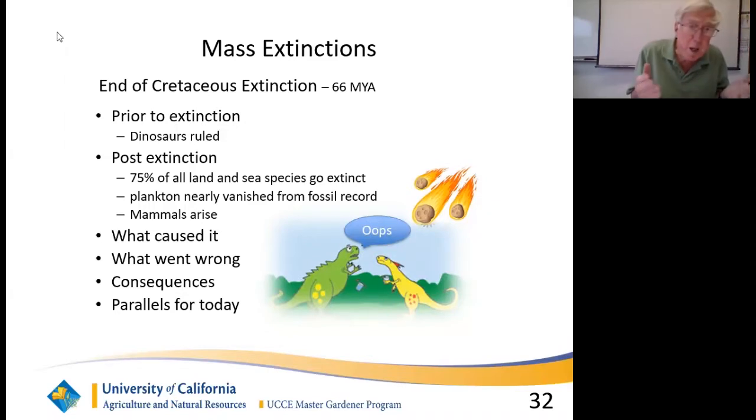And this is the extinction that everyone knows about, the asteroid colliding with the Earth and destroying the dinosaurs. And prior to the extinction, dinosaurs did rule the Earth. After the extinction, though, mammals began their rise and eventually leading to us. But it wasn't just dinosaurs that died. Once again, about 75% of all land species become extinct. Plankton fossils, again, the base of the food chain, nearly vanished from the fossil record post-impact.